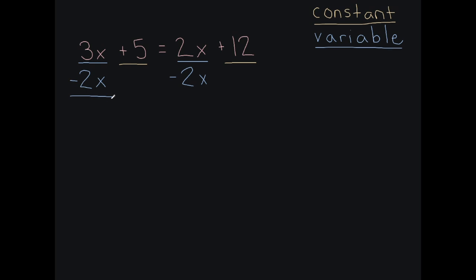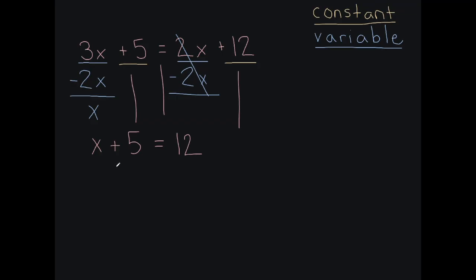3x minus 2x, remember our invisible 1, we'll just have x right here. 2x minus 2x is nothing. Let's see what our new equation is. x plus 5 equals 12.